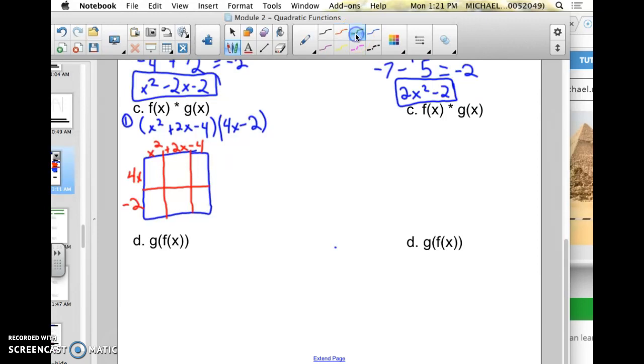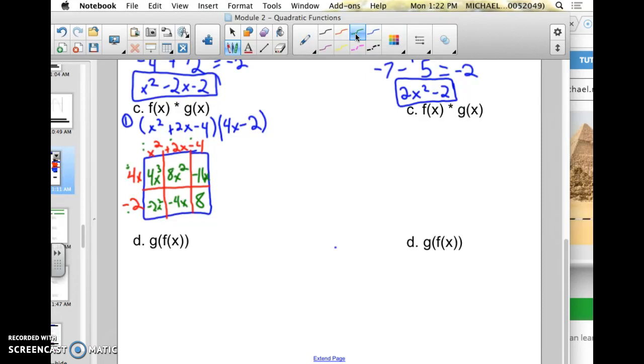And I go ahead and do that, so it's going to be 4x times x squared, which becomes 4x to the third. Remember, you add powers when you multiply. Add powers to the variables. 4x times 2x becomes 8x squared, and 4x times negative 4 becomes negative 16x. Moving to the second row, negative 2 times x squared is negative 2x squared. Negative 2 times 2x is negative 4x. Negative 2 times negative 4, a negative times a negative becomes a positive 8.